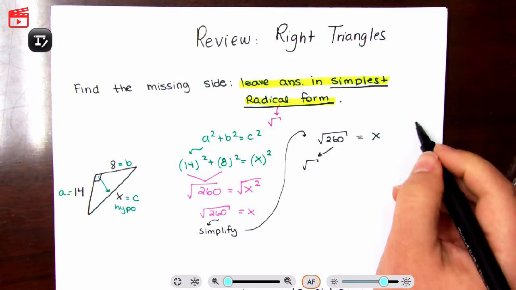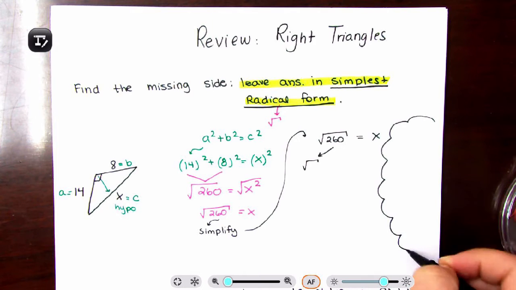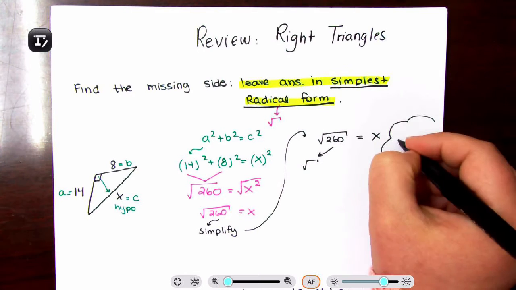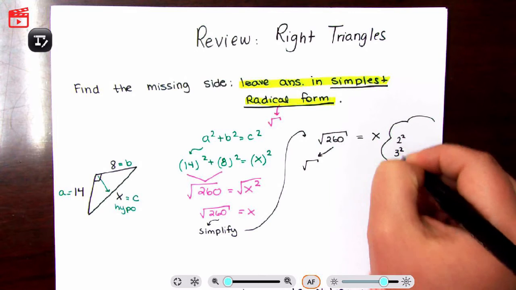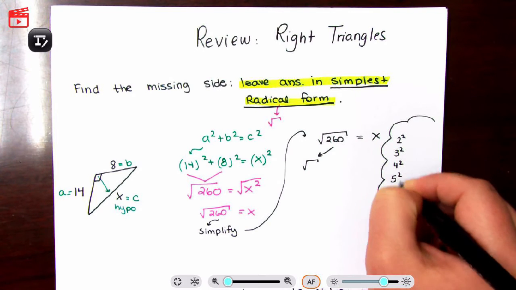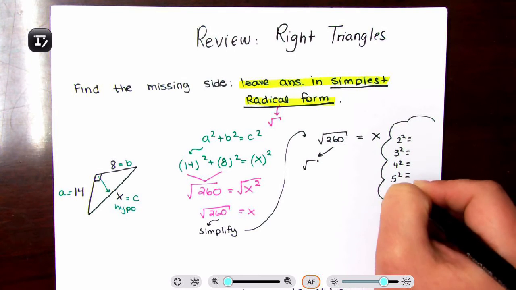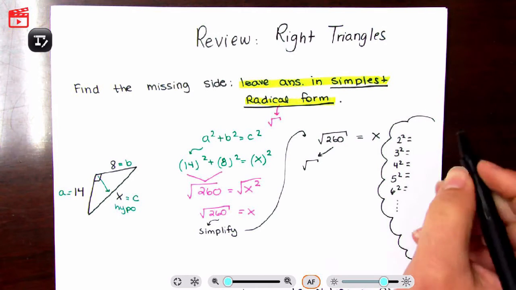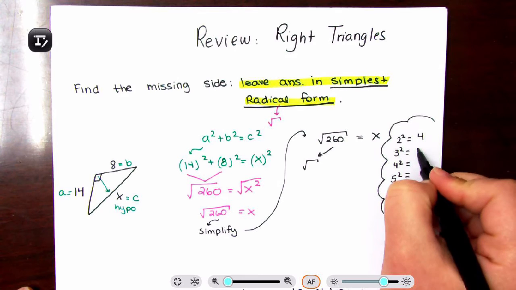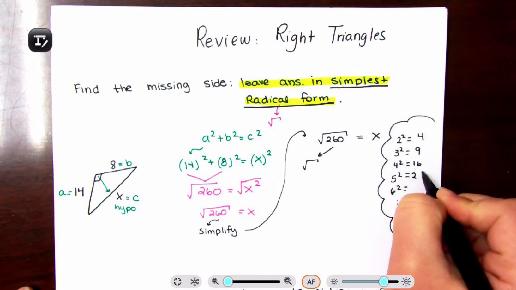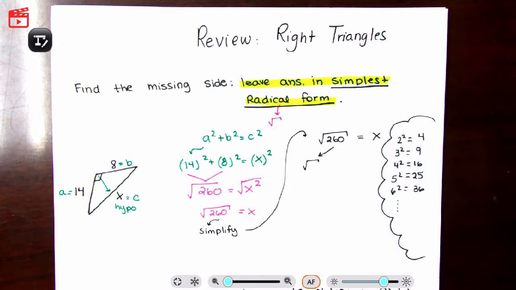So how do we know what a perfect square is? I'm going to do this kind of off to the side in a thinking bubble. Well, we have 2 squared, 3 squared, 4 squared, 5 squared, 6 squared, etc. We kind of go down the list. We want the largest number to go into 260. So our options are 4, 9, 16, 25, 36, and we keep going. I just stopped at 36 because I got lazy. I'm just going to make sure to check all of the numbers that go in it.